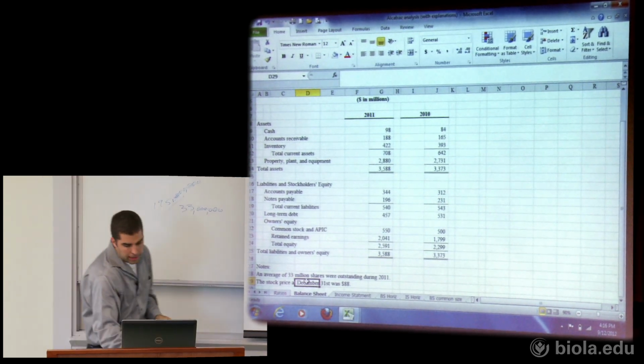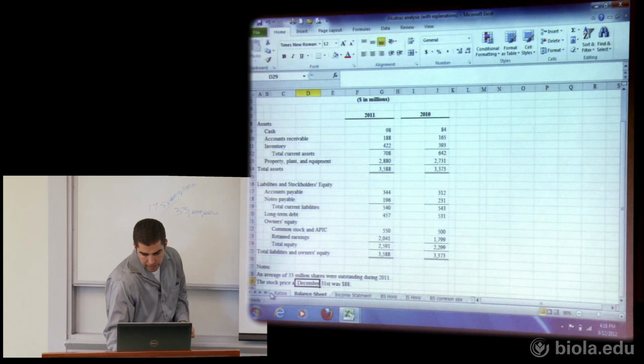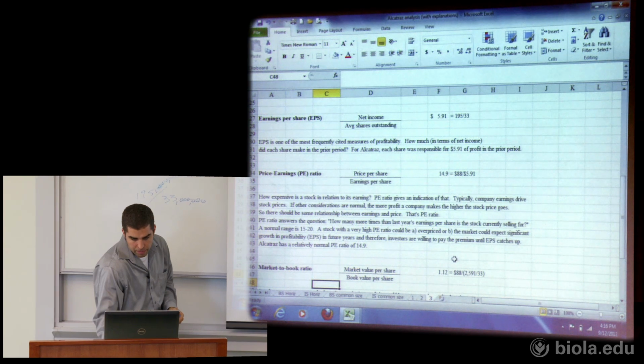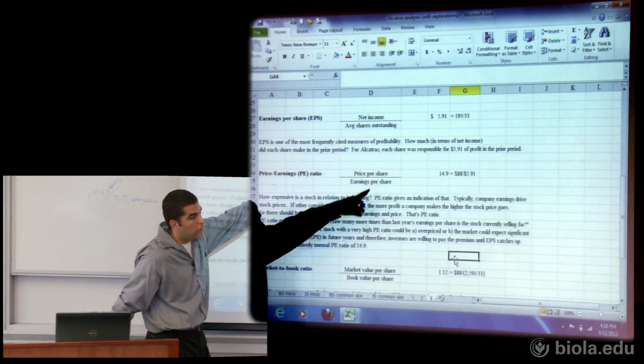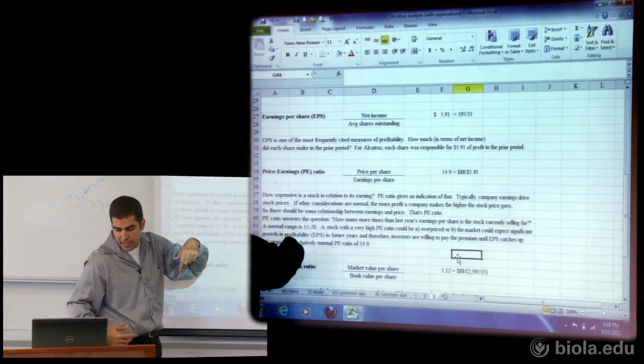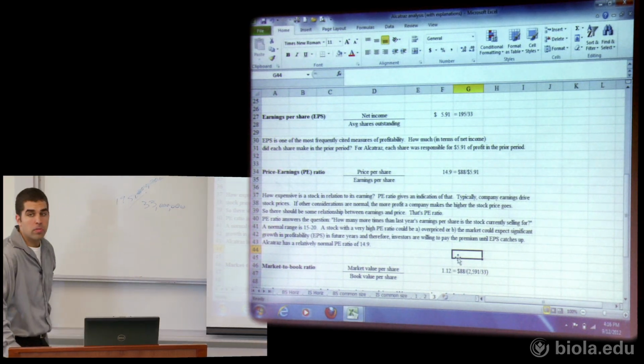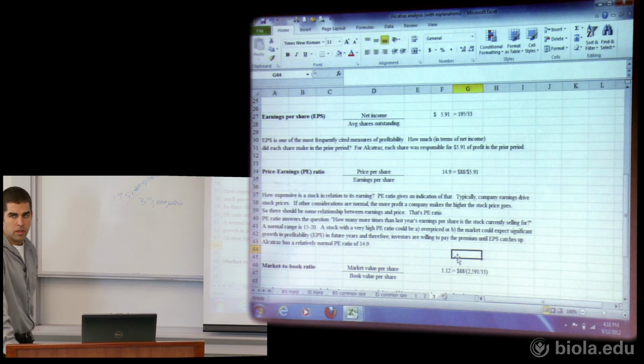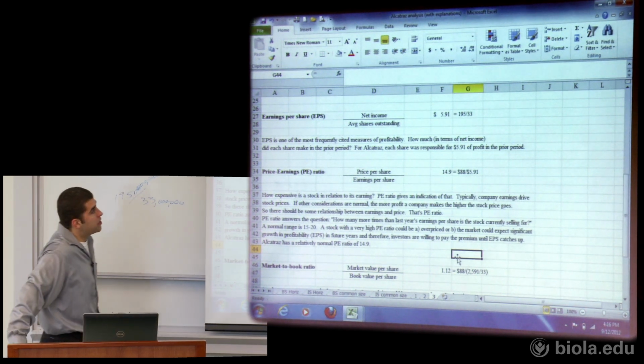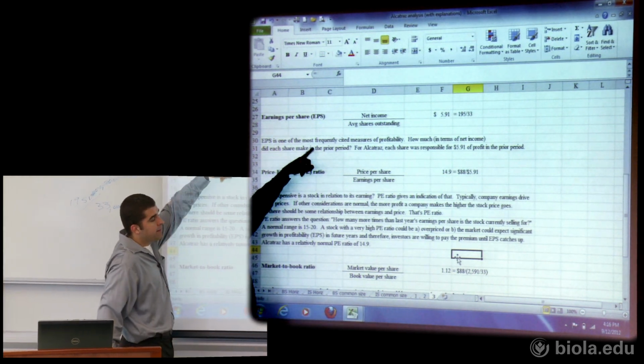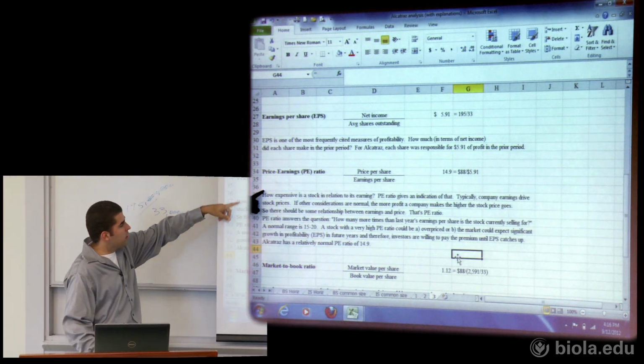Okay? And so on our answers again, you came up with 5.91, right? And if you express that in a sentence, what does that tell us? Each share made $5.91. Okay, so each share, what was their profit allocated to that particular share? $5.91.